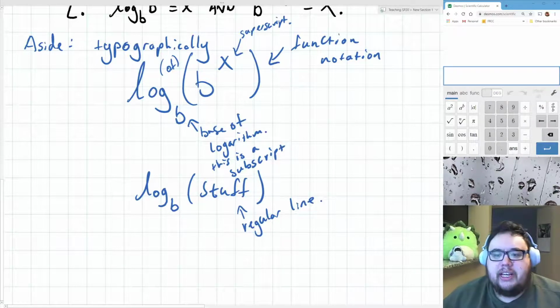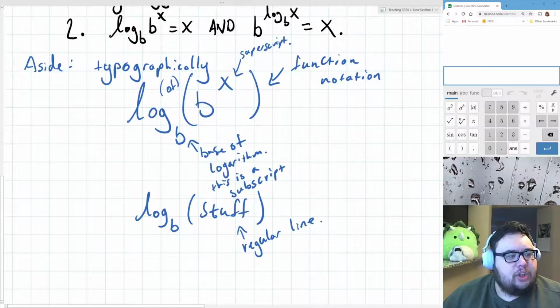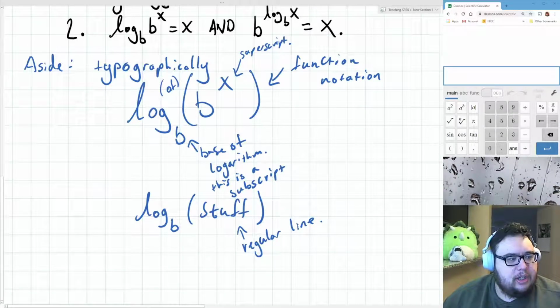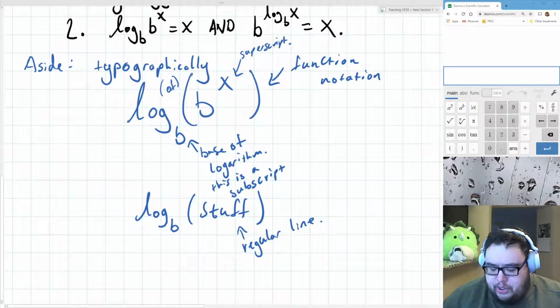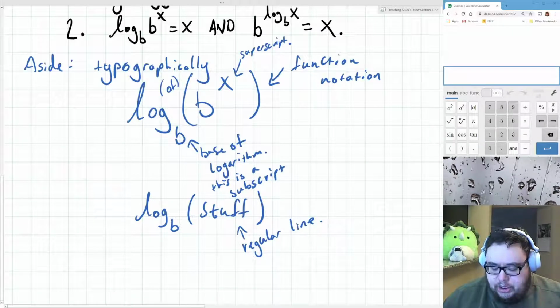Something I see relatively commonly when people are first starting to deal with logarithms is that they move things around in weird ways, or they don't write their subscripts, and it just gets a little confusing. So make sure that when you're stating a base for your logarithm, whatever this b is, you're actually writing it in a subscript like that.